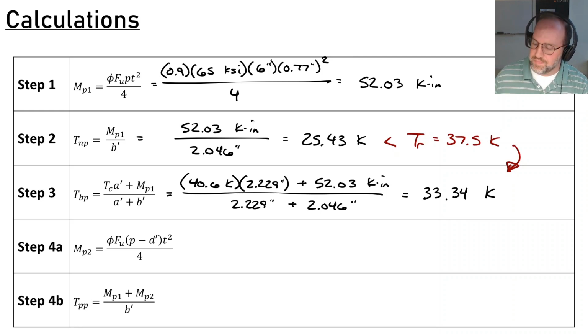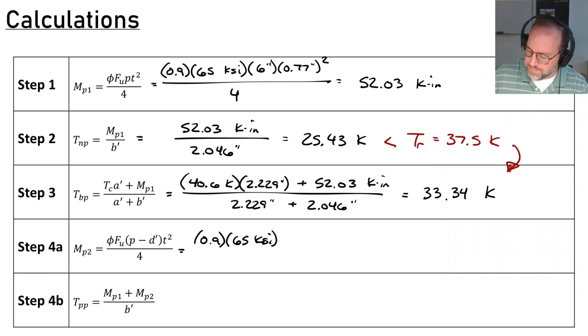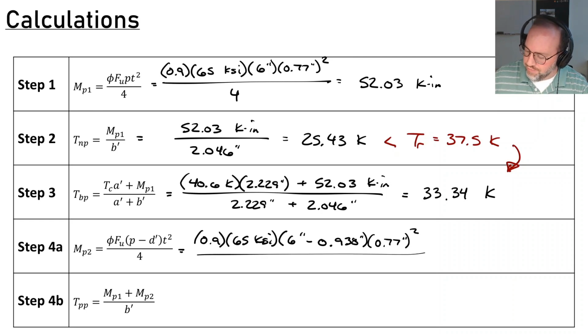33.34 kips. Now let's go to our next limit state, and I'm going to calculate my second plastic moment capacity at the hole location. So it works the same as before. I have a 0.9 phi factor and a 65 ksi ultimate stress. P is 6 inches, and I'm going to subtract off the hole diameter, which is 0.938 inches, and multiply by the thickness of 0.77 inches squared. And we're going to divide that by 4, and this capacity is 43.9 kip-inches.